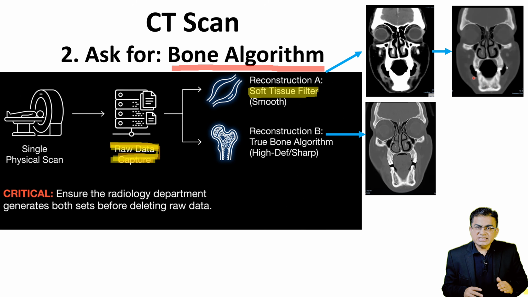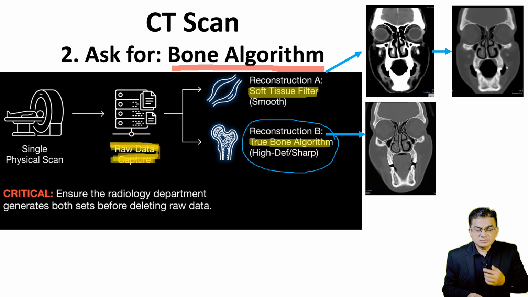To see the bone clearly, the technician in the radiology department has to do one extra thing. He has to take that original raw data of the head and neck region and run it through a sharp high definition filter. This creates a completely separate set of images. This is called the true bone algorithm.